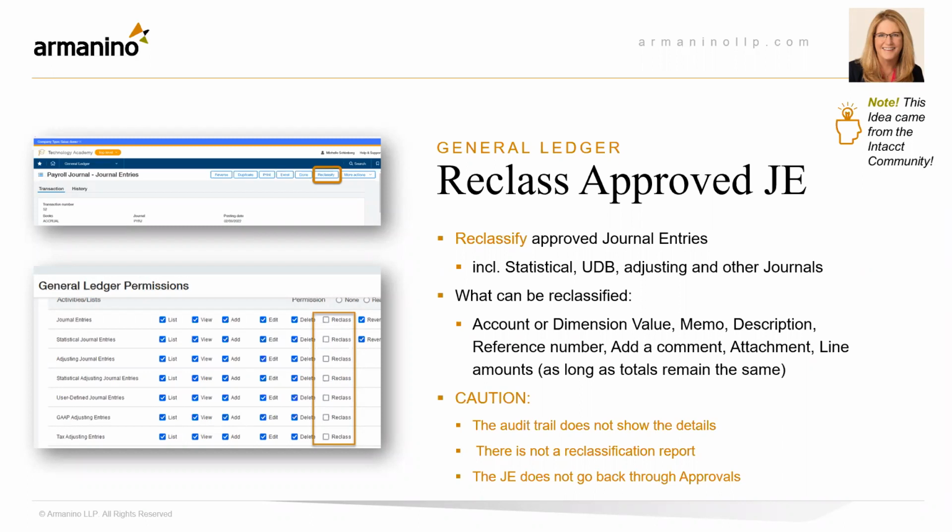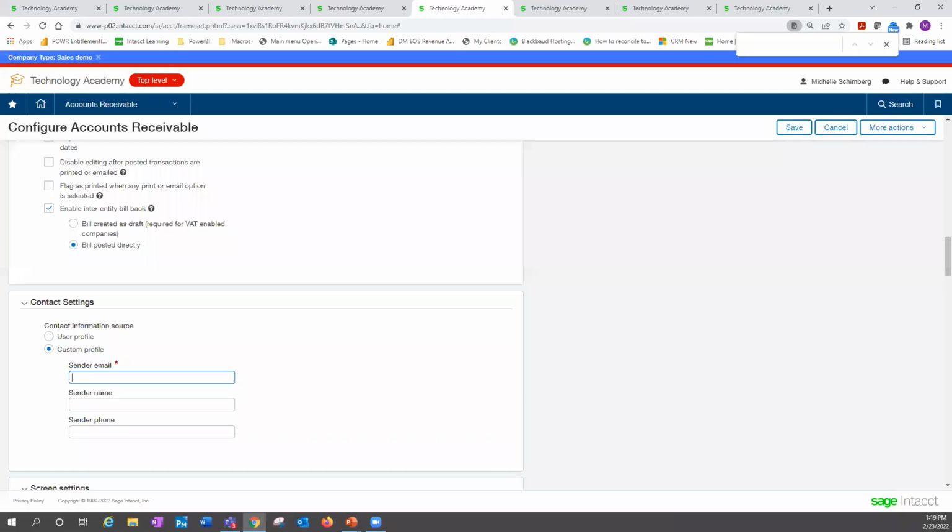Note that you have to give permissions, and there's some cautions here, guys, because I think this is super exciting. When I was using it, I would have been thrilled if I could have been able to use approving journal entries so that I could adjust them also. But note that the audit trail does not show the details. Note that there is not a reclassification report and that the journal entry does not go back through approvals. So, my recommendation is that you would have your person who's doing the approvals do it, but just enter it cautiously. So let's go look at how that works.